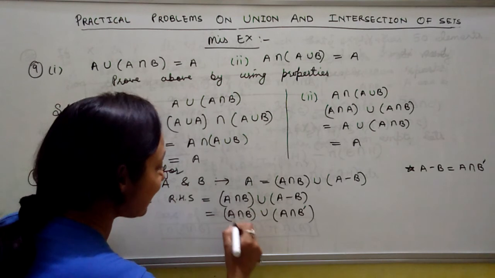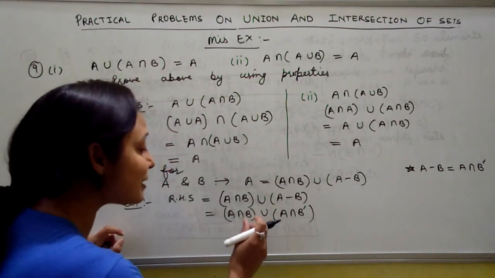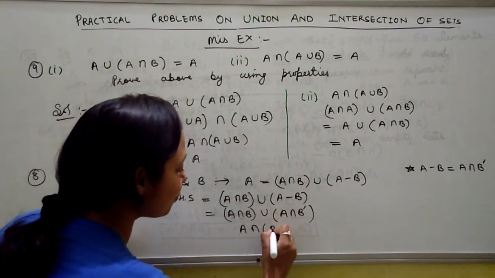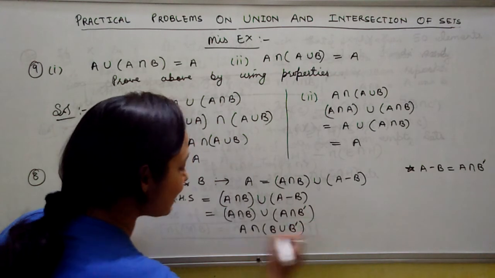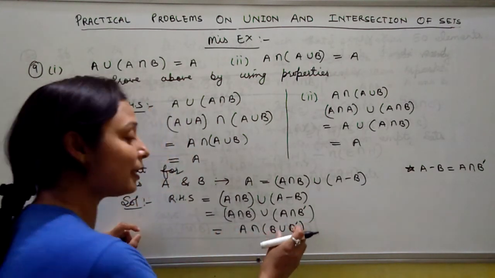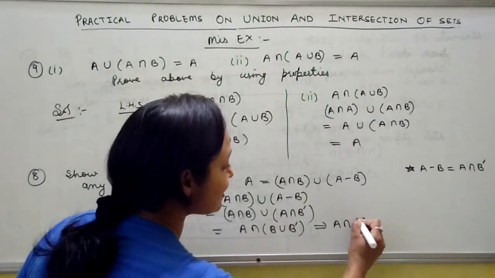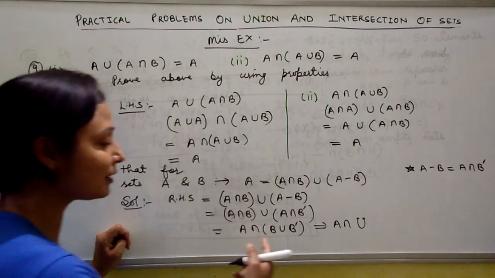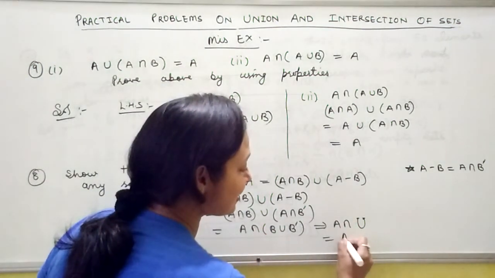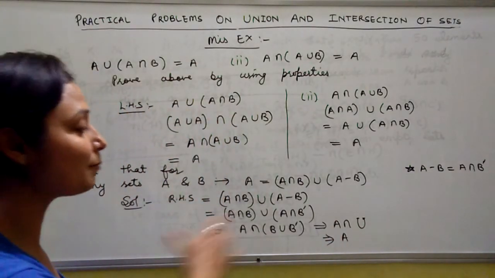That is (A intersection B) union (A intersection B complement). If you want to combine this, we have A intersection (B union B complement). Is there anything common? B union B complement gives the whole set, the universal set, so we get A intersection the universal set, that is A. So this is the way to solve questions by using the properties.